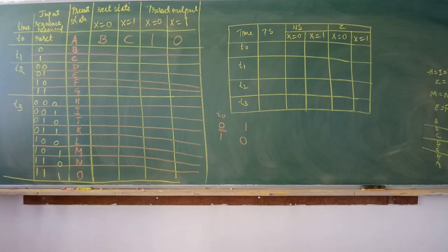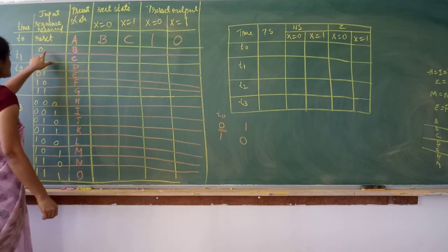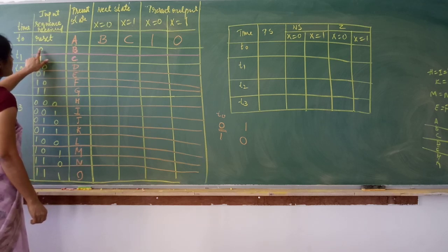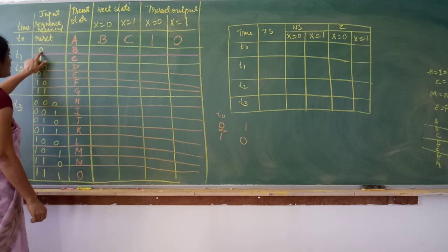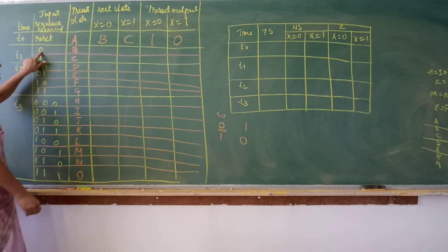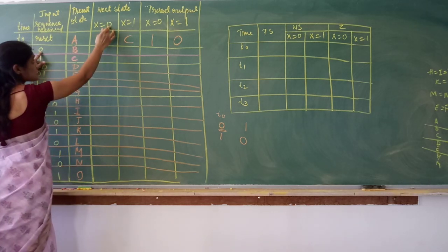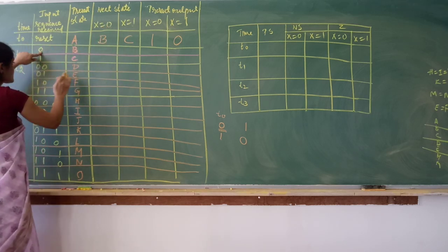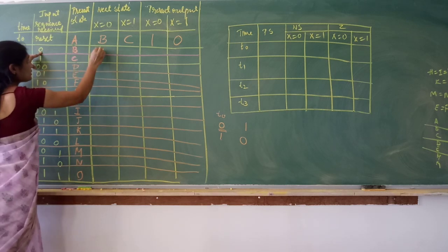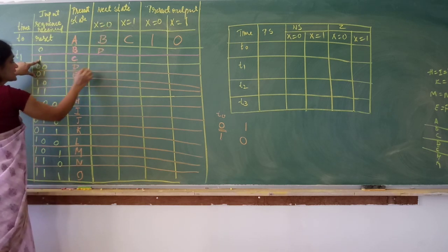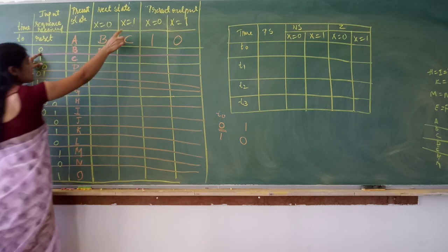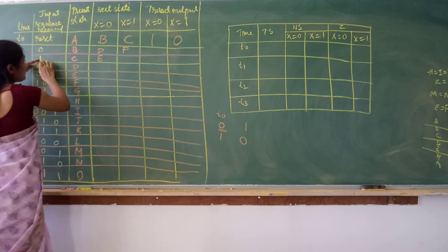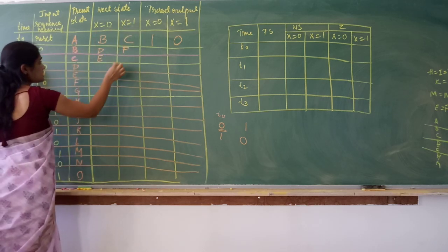Similarly, now next. What do we have? Now in state B. State B means already we have 0. So now, next bit is 0. 0, 0 is what state? 0, 0 is D. 0, 1 is E. Okay, similarly, 1, 0 is what? F. 1, 1 is what? G. 1, 1 is G.